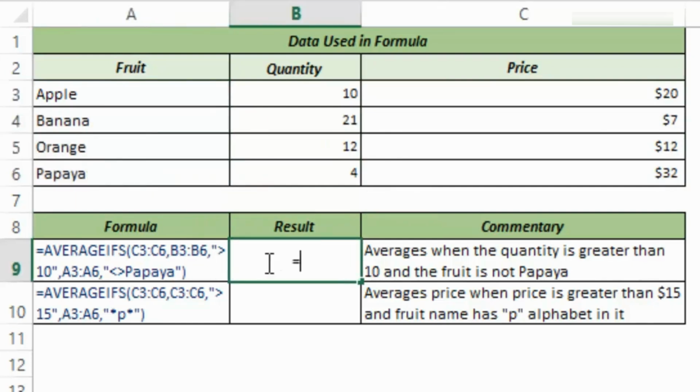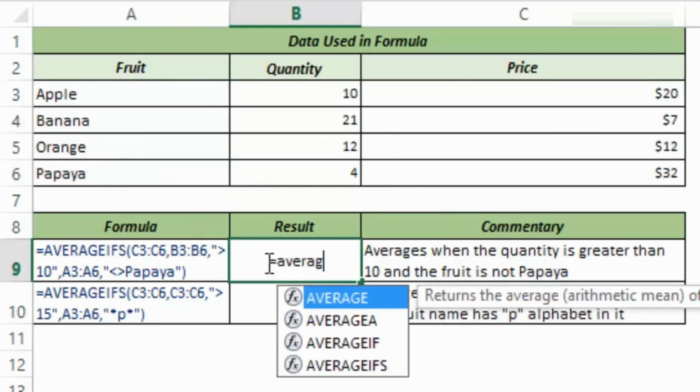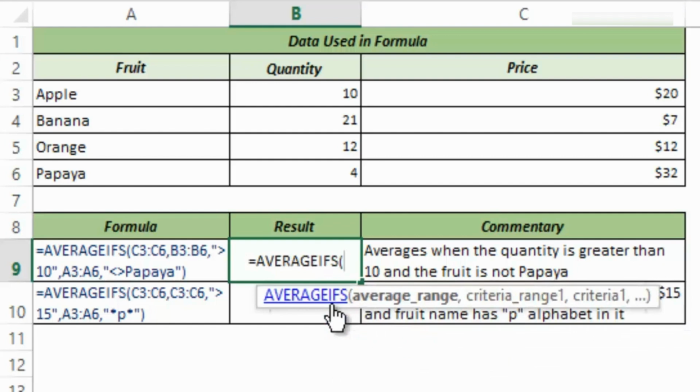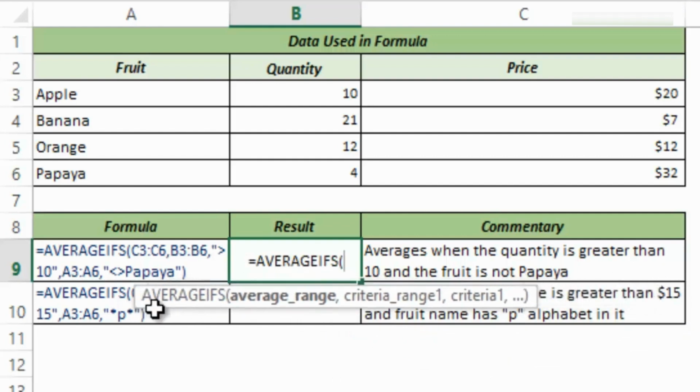So to do that, I type average, and as I type, you can see Excel prompts the name of the functions. I go to AVERAGEIFS and I hit tab to autocomplete the function. You can see it takes a number of arguments. The first one is average range. This is the set of those values that you want to average out. In our case, it would be the price points.